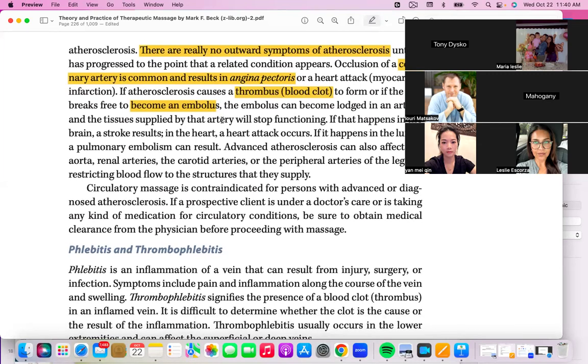And so it affects the wall of the arteries, okay? And if it ever happens in the brain, a stroke results. In the heart, a heart attack occurs. If it happens in the lungs, it's a pulmonary embolism. So in the brain, it's a stroke, and in the lungs, it's an embolism, okay?